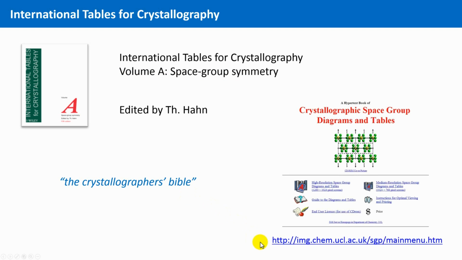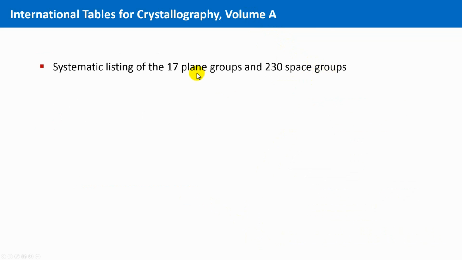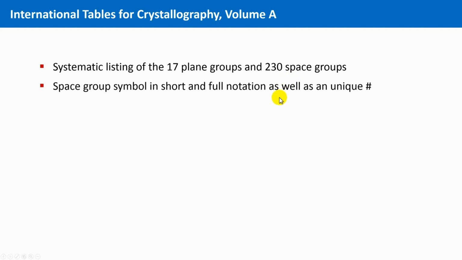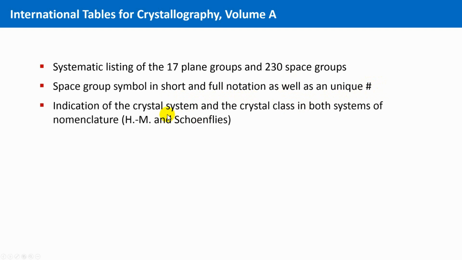Luckily, there is an internet resource where you also can find the most important information of this volume. What can you find in Volume A of these International Tables? Well, first of all, the 17 plane groups and 230 space groups are listed systematically. Their short and full symbols are given, together with a unique group number. Furthermore, the crystal system and the respective crystallographic point group to which the space group belongs is indicated.